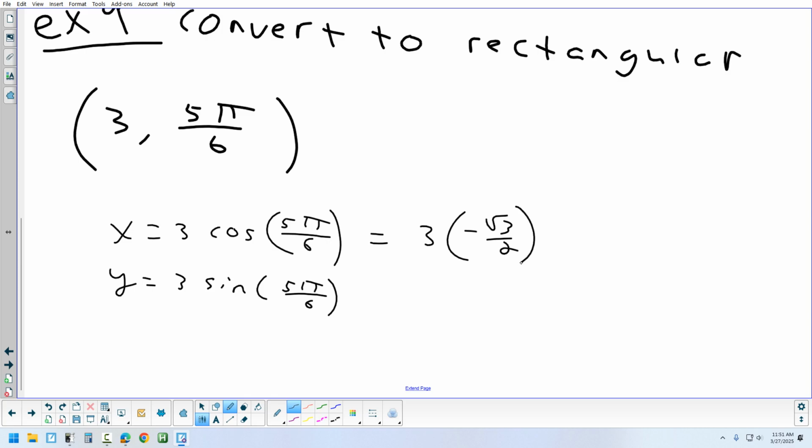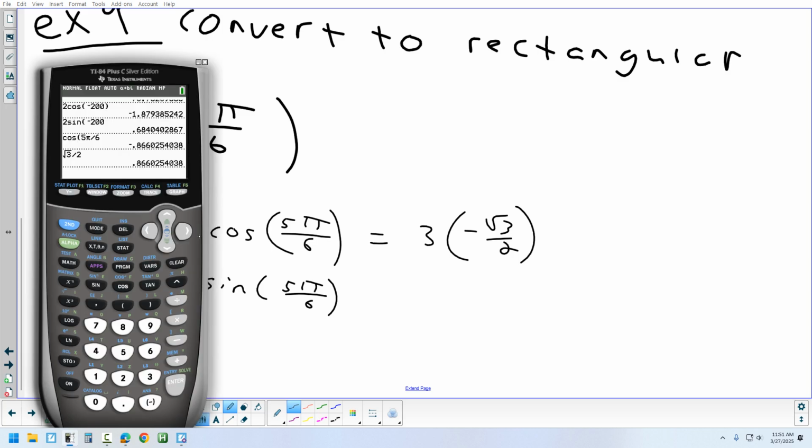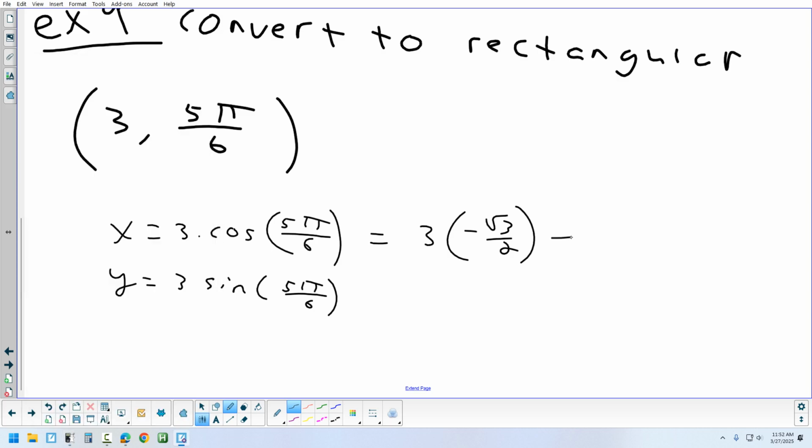I did not multiply by the 3. If you multiply by the 3 at the same time, you are going to get confused, because you're going to see this number, and you're probably not going to recognize negative 2.59. So that's why I do not multiply by the 3 first. I'll multiply by the 3 last. That's my x value. Negative 3 root 3 over 2.